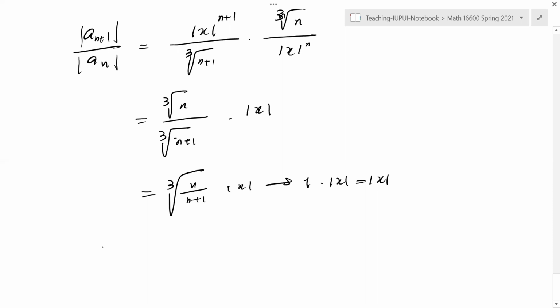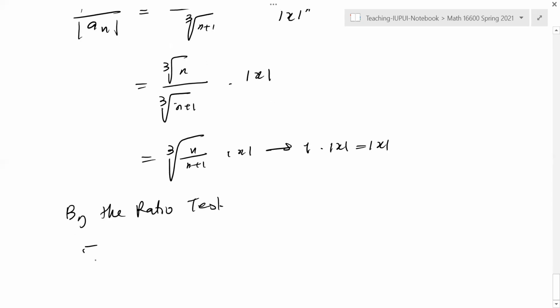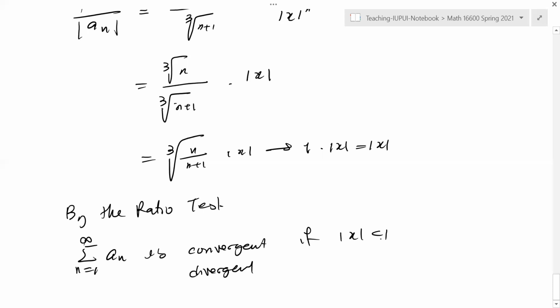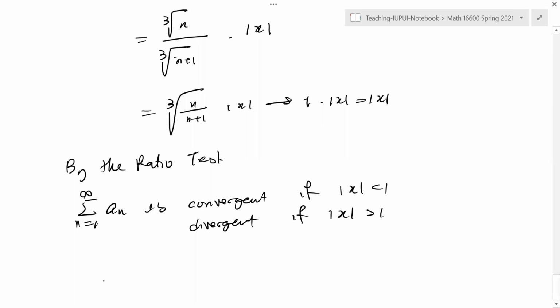So by the ratio test, I know that this series is convergent if absolute x is less than 1, divergent if this is greater than 1. So clearly 1 is the radius of convergence.